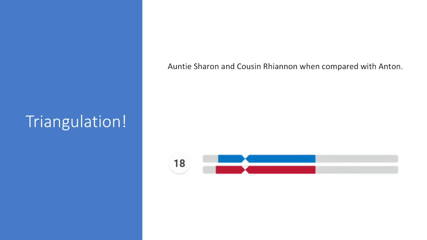Ideally, what you want is to have as many different relatives as possible, all sharing the same segment of DNA, all descended from the same common ancestor, and this makes you feel much more confident that your research is correct, that this DNA really does belong to that ancestor, that you really did inherit it that way. And with Auntie Sharon and my cousin Rhiannon both sharing the same segment on chromosome 18 with Anton, this is very, very compelling.